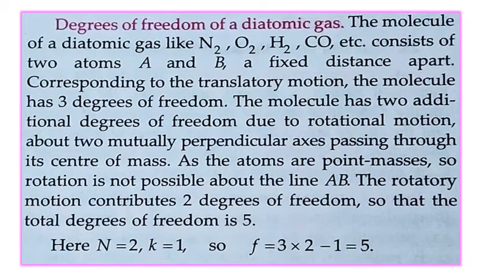Degrees of freedom of a diatomic gas like nitrogen, oxygen, hydrogen, carbon monoxide, etc. All these consist of two atoms fixed at a distance apart, and therefore the value of n will be 2 and the number of independent relations will be 1, and their degrees of freedom will be 3n minus k, means 3 into 2 minus 1 equals 5.